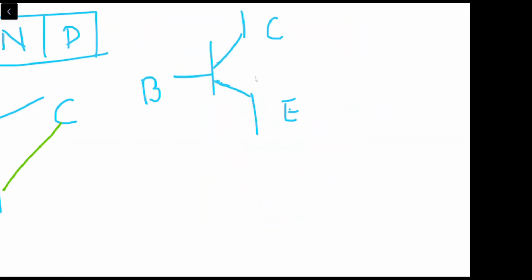So if we say this device is PNP, we will represent it as this with an arrow towards the base. This means the base is of N type, right?